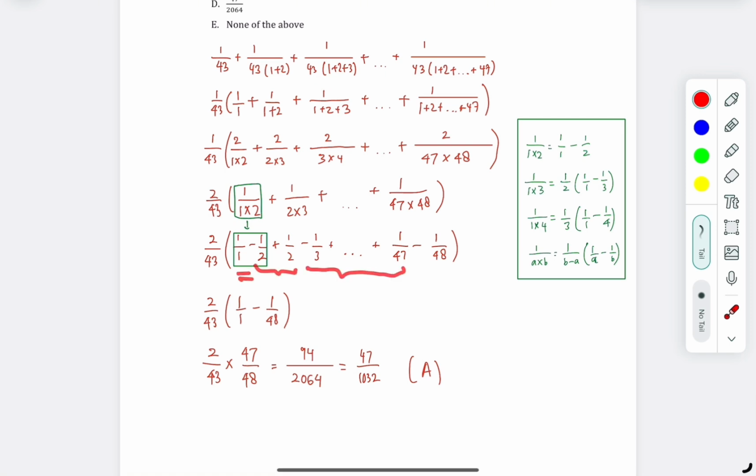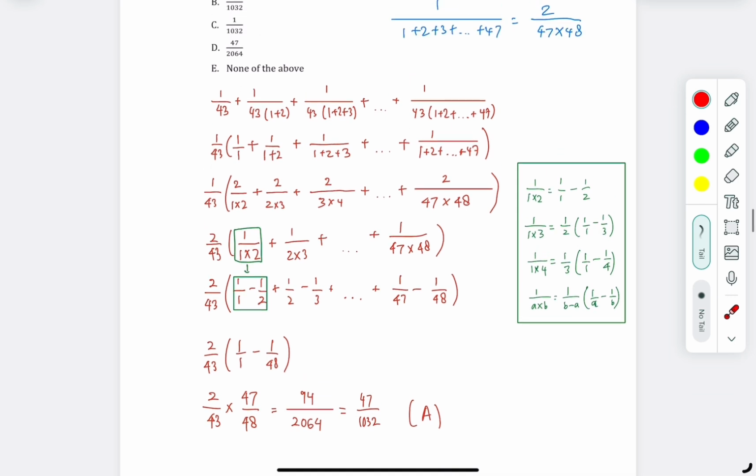So I just take the first one minus the last one, which is 47 times 48, and then multiply with the fraction 2 over 43 in the front. Okay, so this times this. We can actually simplify first, but I don't know why I didn't simplify. So multiply first, you can simplify again later. Okay, the answer is going to be the same, 47 over 1032. That will be A. Okay, if this question I have a different answer from this 4, I'll be quite worried. Okay, but fortunately for this one, I have the same answer as A.